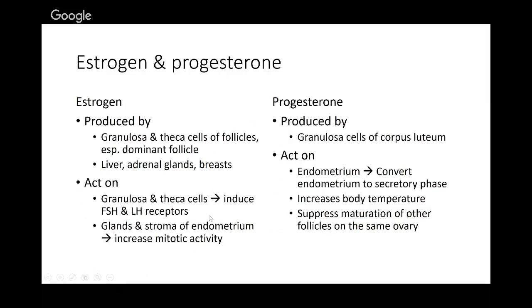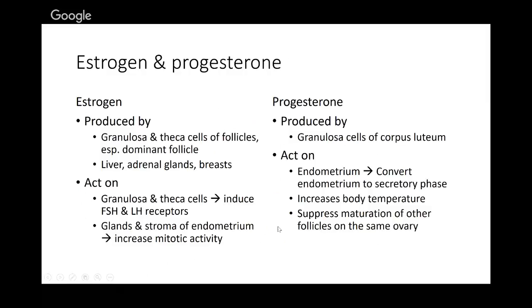It acts on itself to induce FSH and LH receptors. So it's a cycle that helps enhance the whole feedback and just keeps it going. This hormone gets things prepared for the other hormones, and it creates a loop. Estrogen is the one that acts on the glands as well as the stroma of the endometrium, and it increases mitotic activity. So in the menstrual cycle, the proliferation of the endometrial wall is because of estrogen.